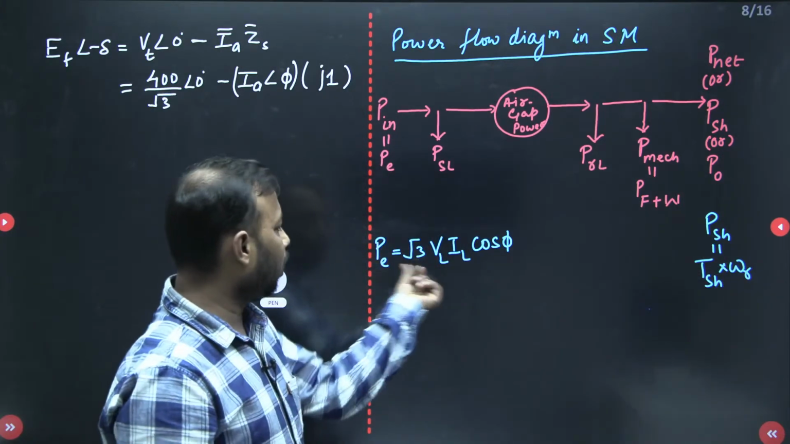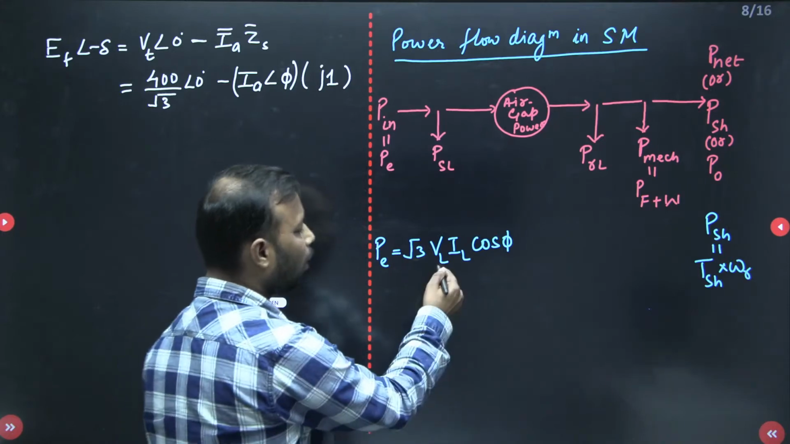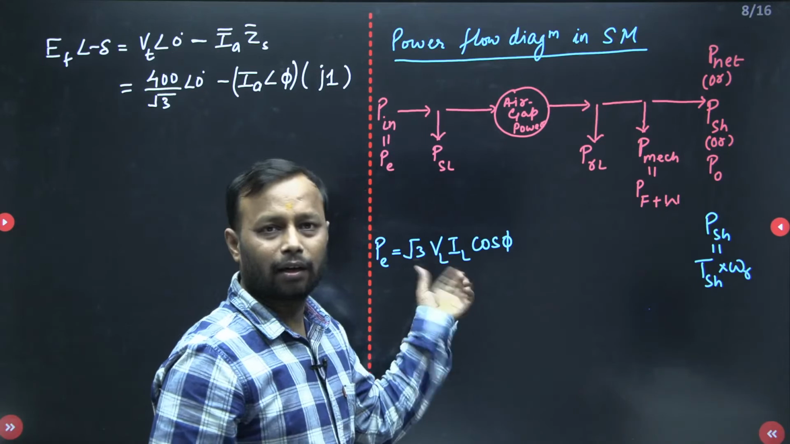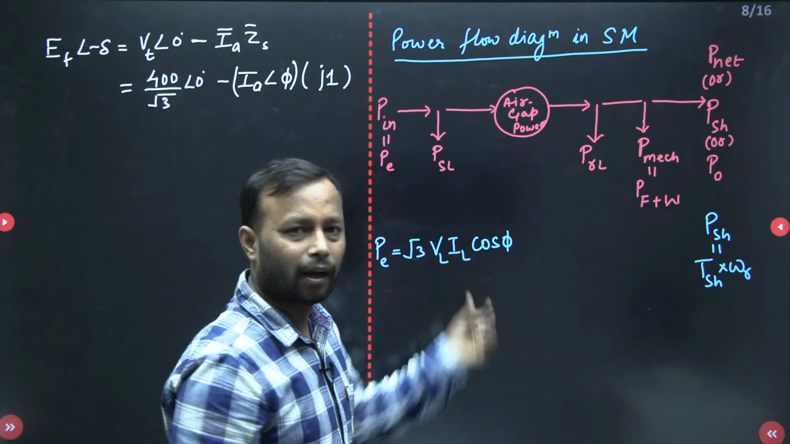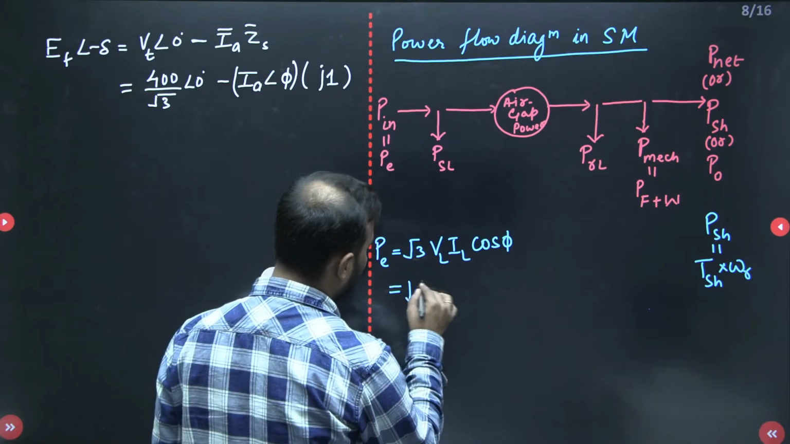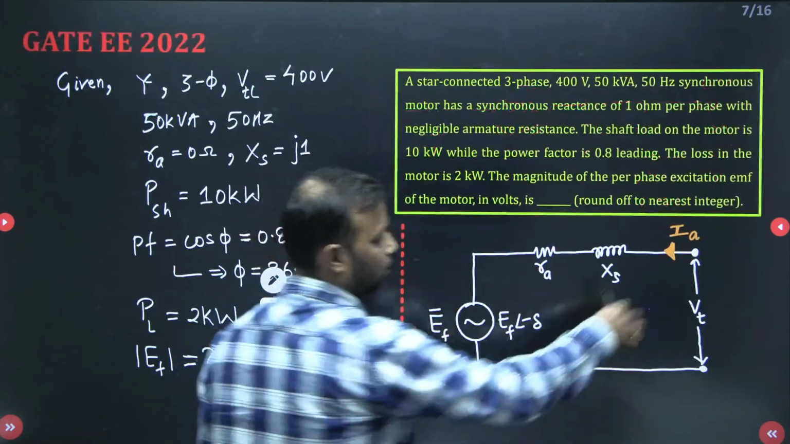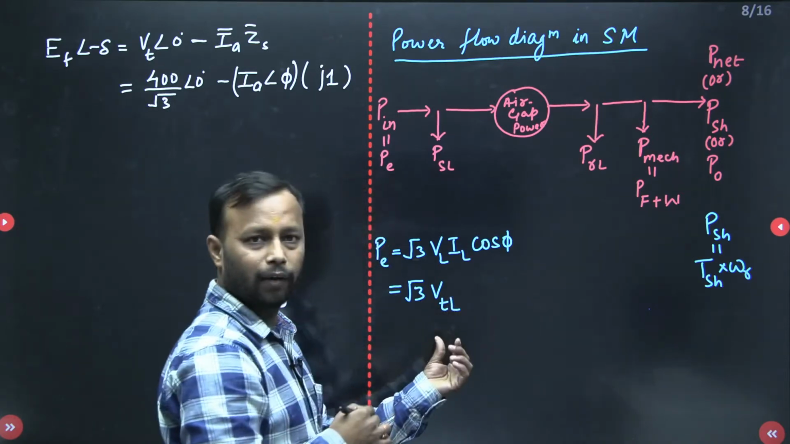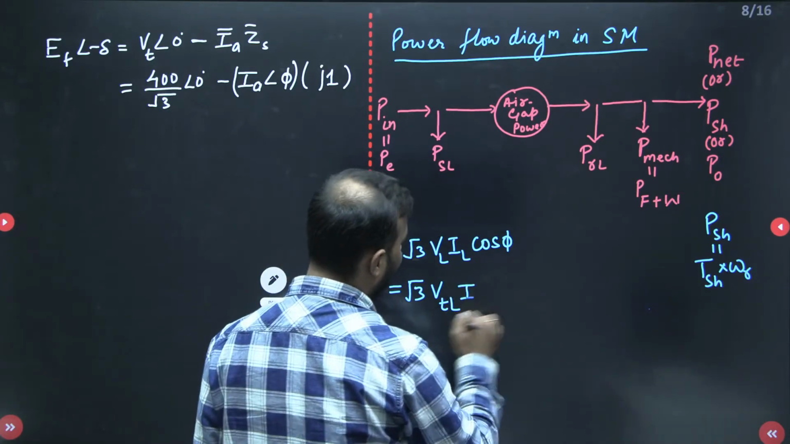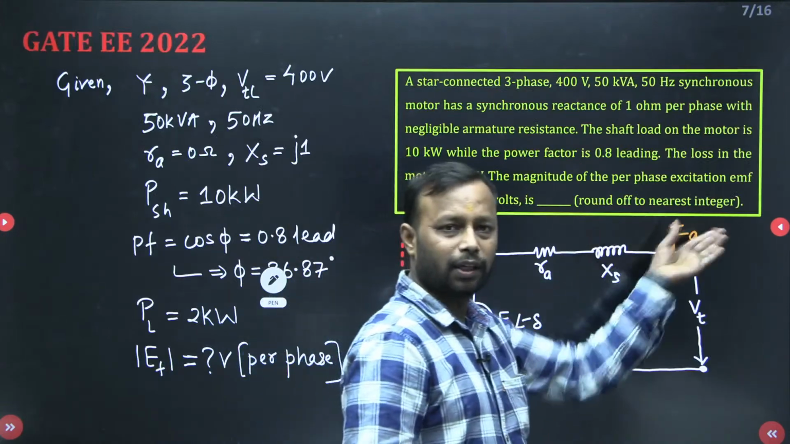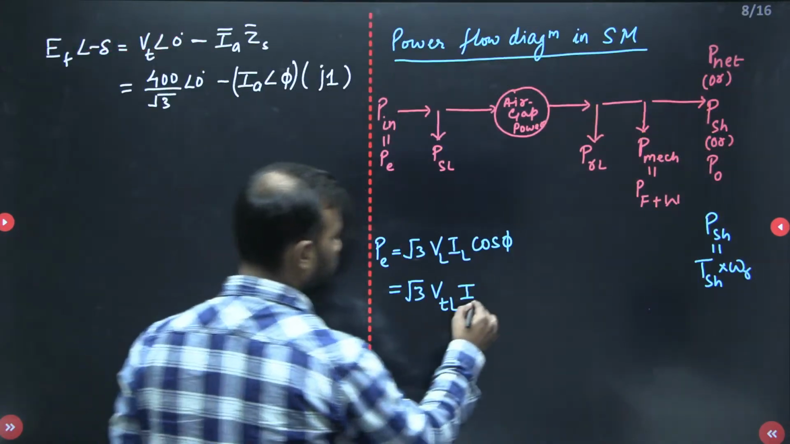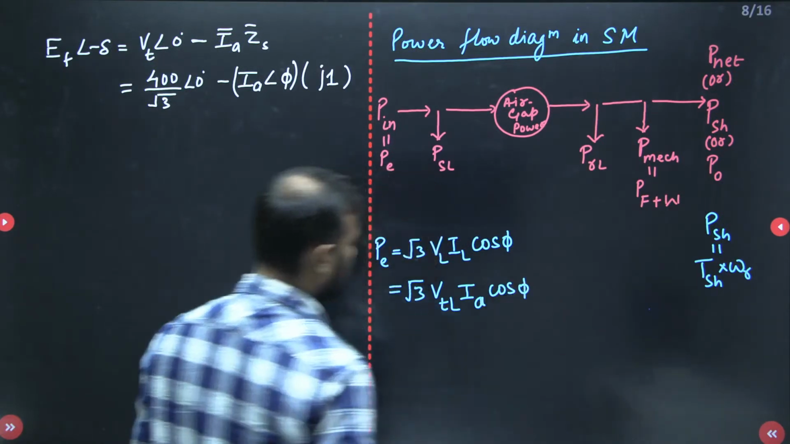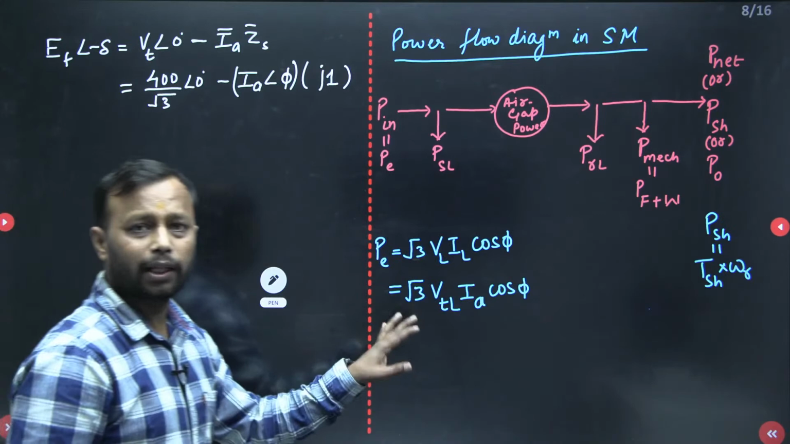Since this is your input power which is electrical, VL is not a load. It is your line voltage and line current. In the synchronous machine, this VL is VT, but we need to take the line value. IL is the line current, which here is the armature current IA, and cos phi. Clear? Any doubt till this point?